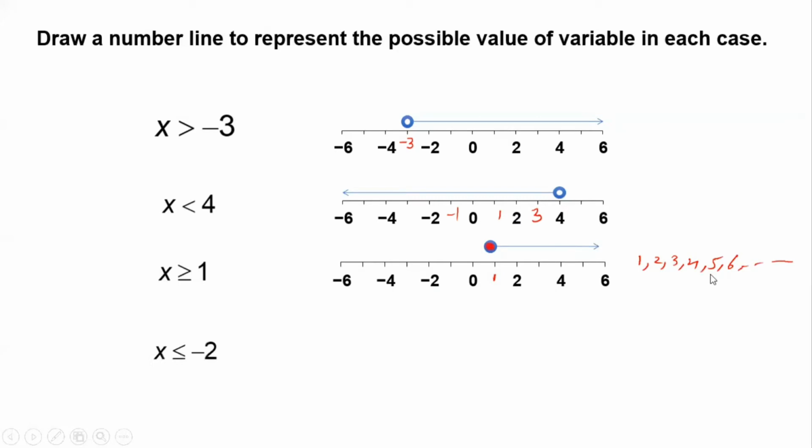Okay, one more question, children. x is less than or equal to minus 2. So we draw the number line. At minus 2, again, we will have a closed circle. The closed circle tells us that minus 2 is included in the values of the integers that x is going to take. So x is less than or equal to minus 2. So all the values which are less than or equal to minus 2, including minus 2, then minus 3, minus 4, and so on. Those will be the values of x. Got it, children?